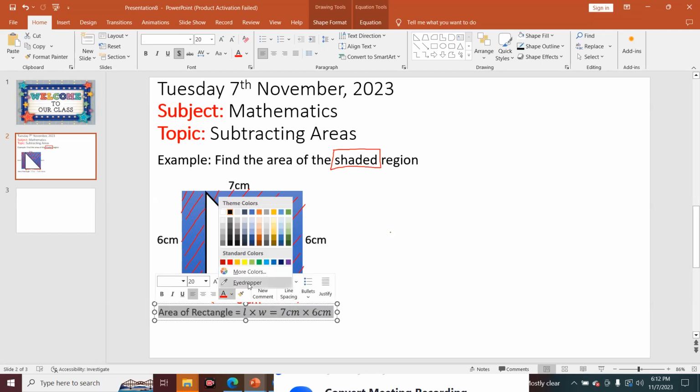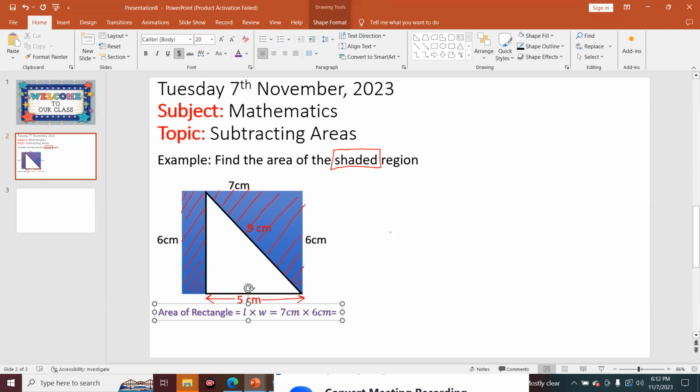Which one? You gotta make up your mind. Centimeters. What is it? 42 centimeters square. 56? 42, Mr. D. 42 or 56? I keep on hearing someone saying 56. 7 times 8 is 56. Very good. 7 times 6 is 42.